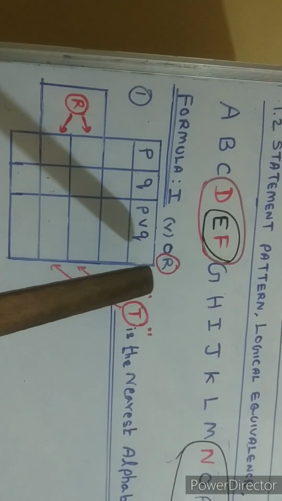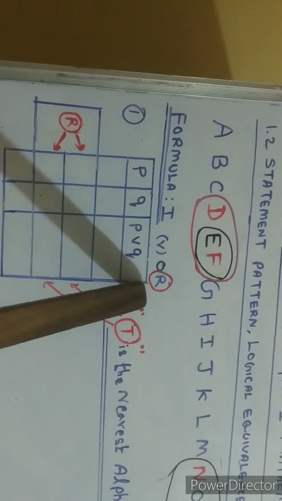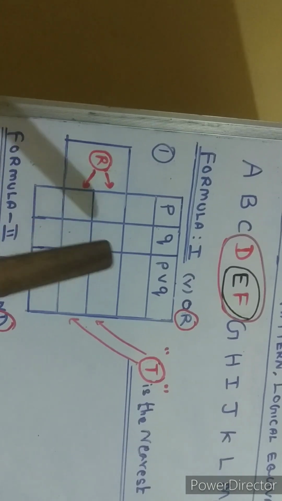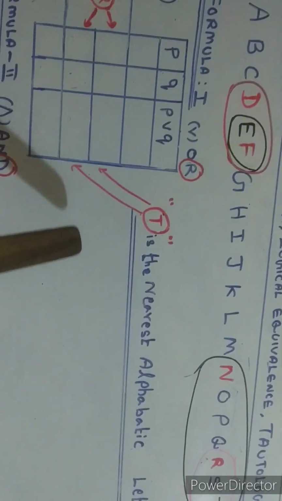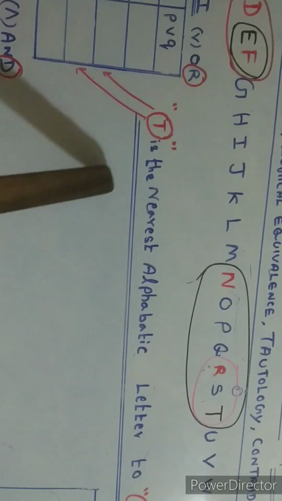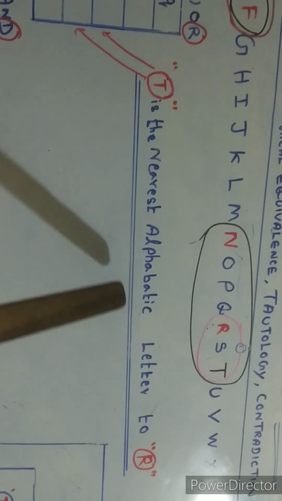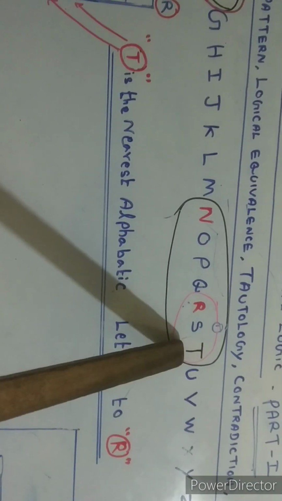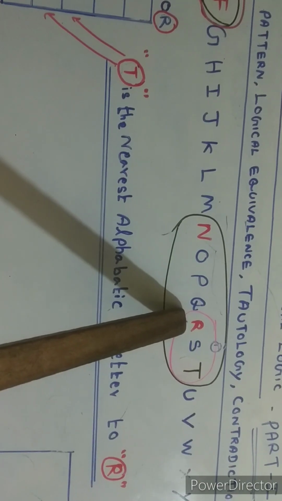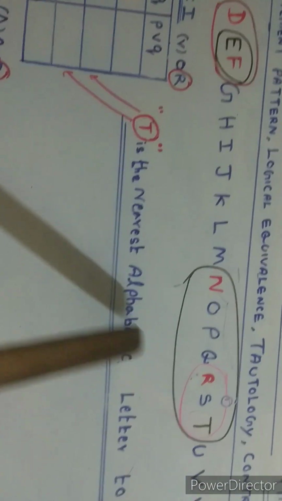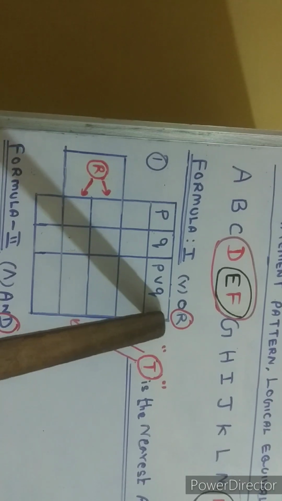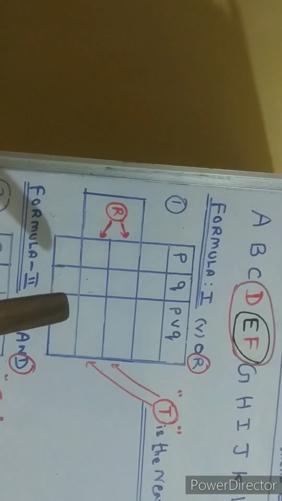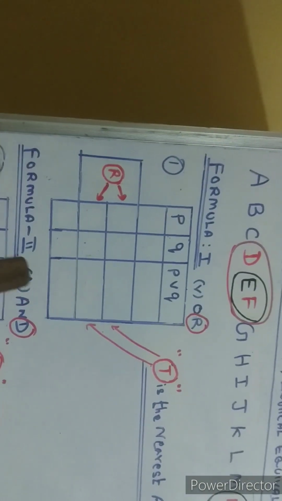Here I will take the second letter, R. R I have written here, and based on that we will define formula 1. In the same way, T is the nearest alphabetic letter to R. Here we have C, T and R. Based on that I have taken the second letter R, and we will fill in the formula chart 1.